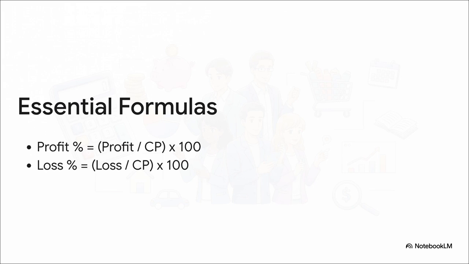Two friends, Anu and Akshay, both ran small businesses, and they both lost exactly $4. Sounds identical, right? Well, Anu bought a crayon for $20 and lost $4. If we put her loss over her cost price, 4 over 20, times 100, she actually suffered a massive 20% loss. Meanwhile, Akshay bought a book for $200 and lost $4. His loss over his cost price, 4 over 200, times 100, is only a 2% loss. The raw number was exactly the same, but the percentage tells the true story of the business impact.